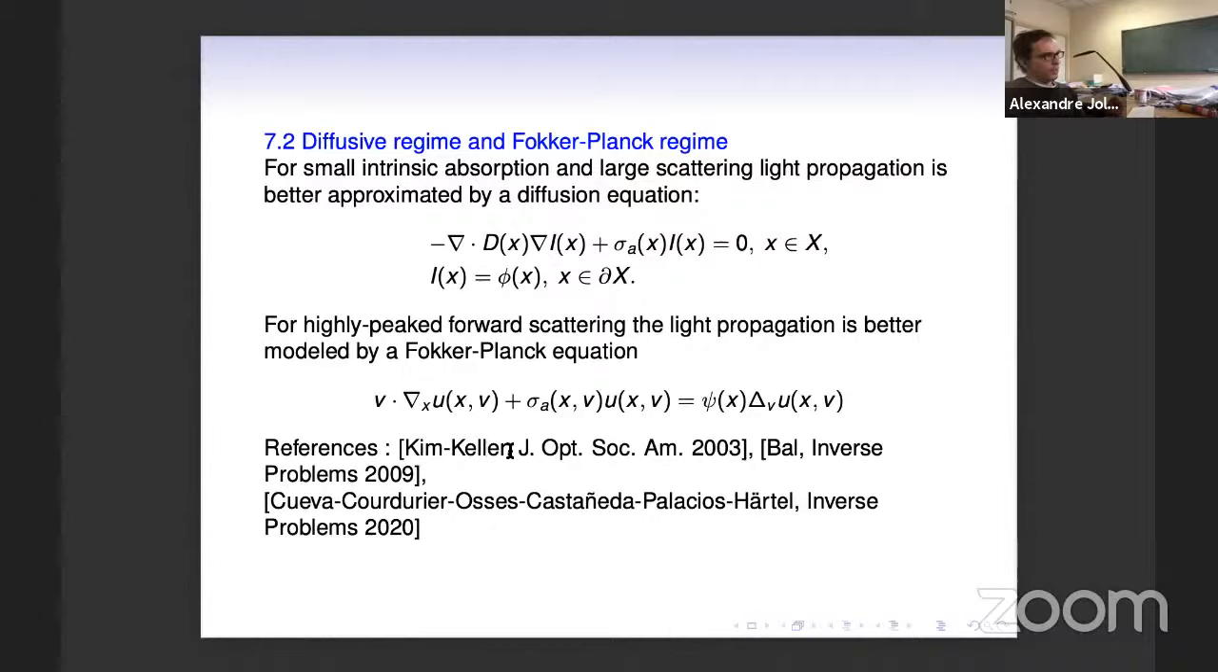It has application in skin cancer detection. I also give you reference to a review paper by Guillaume. And you have recent works on this equation, for example, Cuevas, Bourdurier, Osses, Castaneda, Palacios, Hertel in 2020. So I would like to thank you for the invitation again, and I'm done.